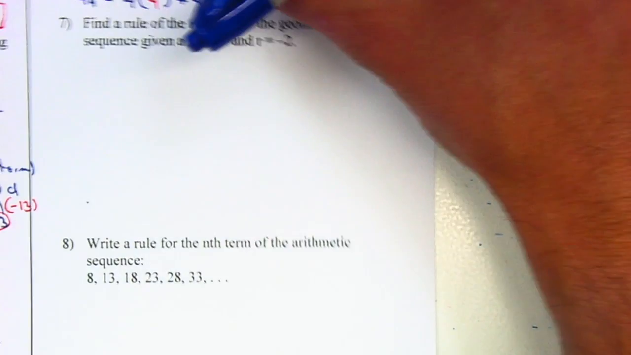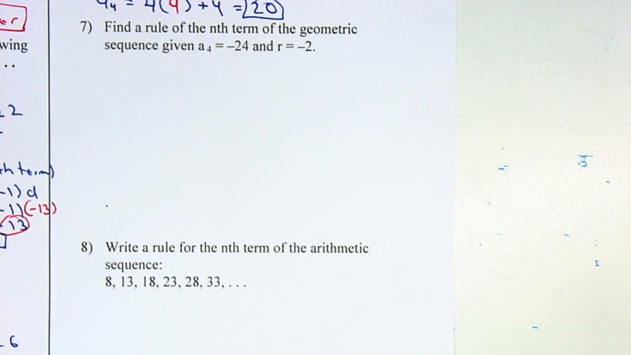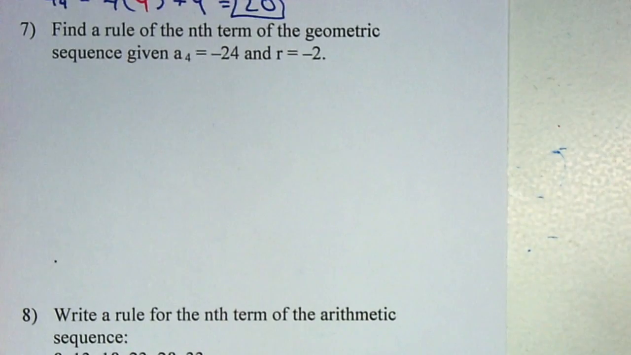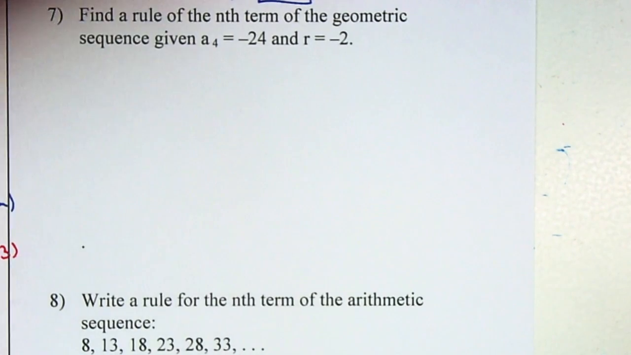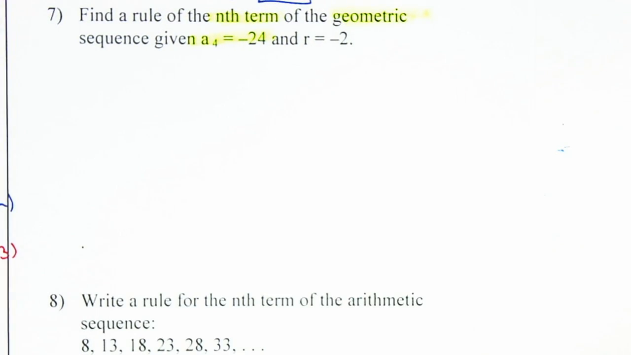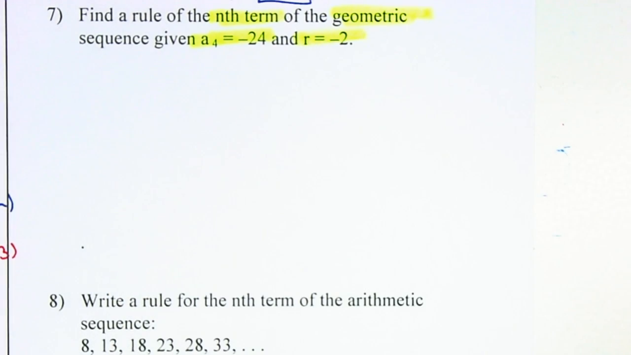Problem number 7. Write the nth term rule for the geometric sequence. We're looking for the nth term of the geometric sequence. We know that A sub 4 is negative 24. That means the fourth term is negative 24, and they give me that the ratio is negative 2. So I need to utilize that information to find the nth term.